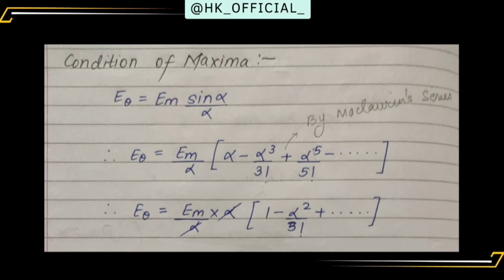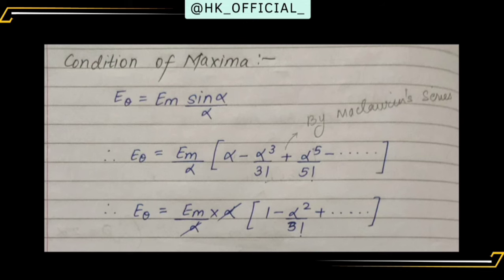Now we will write the equation of E theta is equal to Em sine alpha upon alpha, before we have squared it. So we will consider this equation and we will take E theta is equal to Em upon alpha. We will keep sine alpha apart, and by Maclaurin series, I hope you are learning maths also in engineering. This Maclaurin series is done in the first unit only. So you will get this Em by alpha, and by Maclaurin series, you can write sine alpha as alpha minus alpha cube by 3 factorial plus alpha raised to 5 by 5 factorial minus dot dot dot.